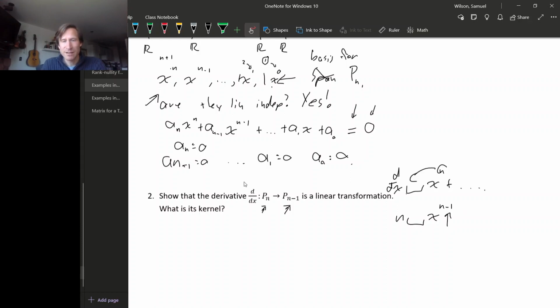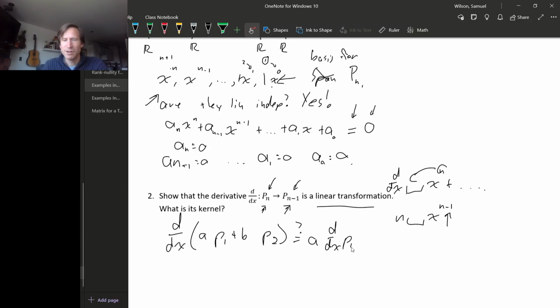So the derivative is a function from P sub n to P sub n minus 1, but is it a linear transformation? Well, let's check. Suppose we had two polynomials, say p1 and p2. If we take a linear combination of them like this, is it true that this is the same thing as a times the derivative of p1 plus b times the derivative of p2? Is that true? Well, it is true.